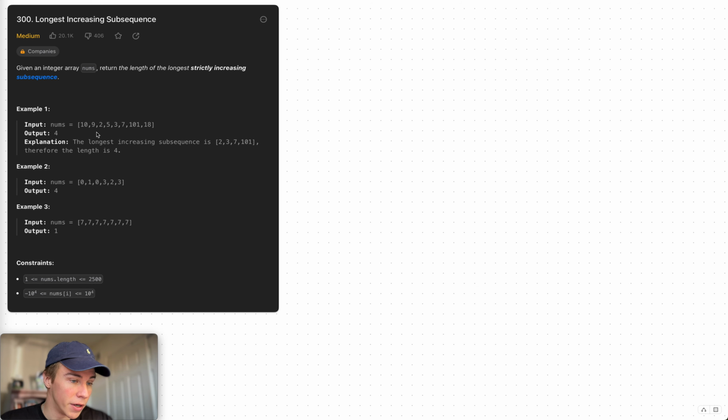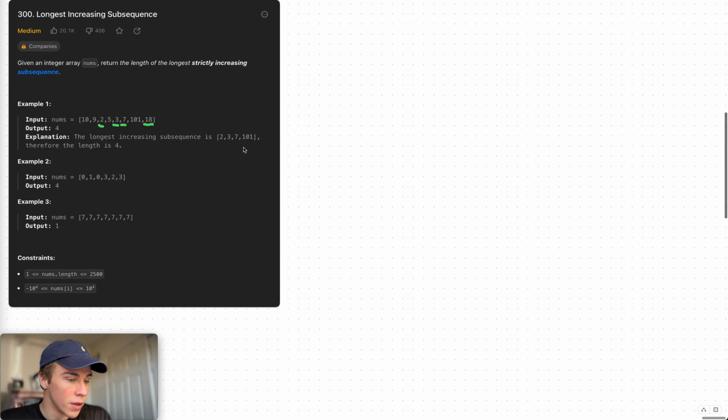Okay, example 1, we have a subsequence of 2, 3, 7, 101, and in the array 2, 7, 2, 3, 7, and 101 appear here. It's the longest one. There's also potential for an 18. I don't know why that wasn't picked, but maybe that gives us some insight into how the algorithm should work.